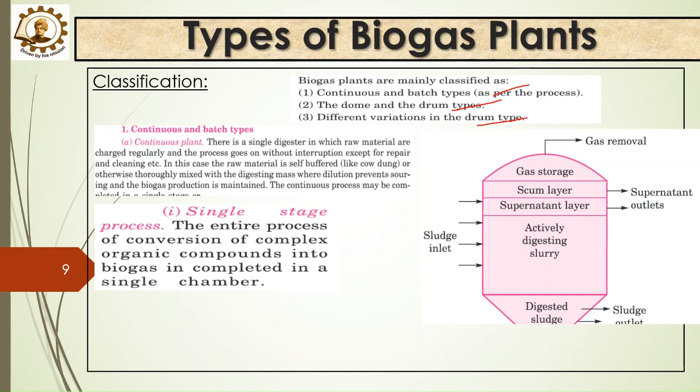The continuous type of plants are again divided into two subgroups: a single stage process and a double stage process. In the single stage process, the entire conversion of the organic compounds into biogas is completed in a single chamber. So this is the gas storage part. We have the scum layer, the supernatant outlets, the supernatant layer, the actively digesting slurry, and this is the sludge inlet, and this is the digested sludge, and the sludge can be removed out. So this is a single stage continuous type plant.